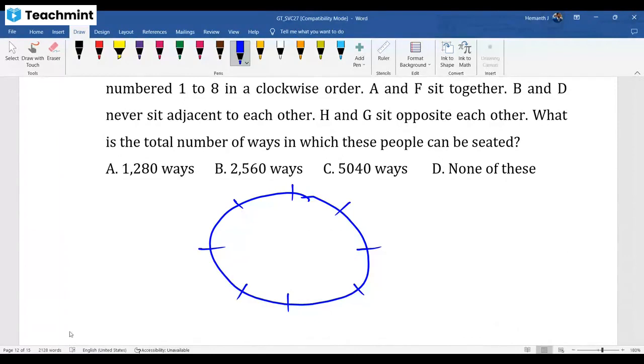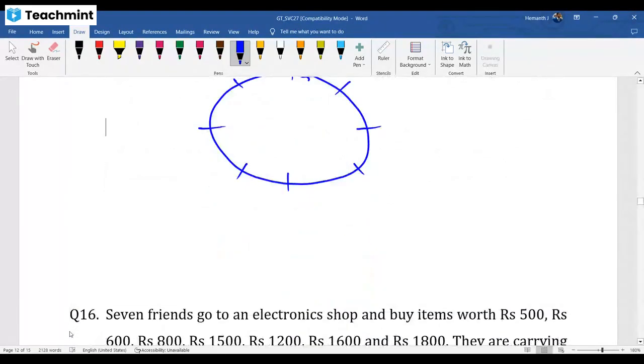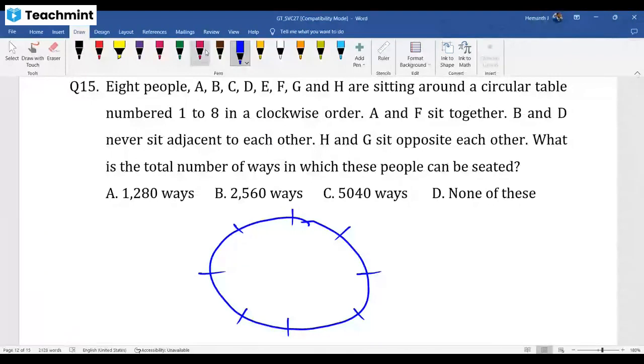Last question for today's session. So, if you answer this, we can close the things. In a clockwise order, let's say 1, 2, 3, 4, 5, 6, 7, 8. Now, A and F sit together, they are like one group. It can be AF or FA. They are together, fine. H and G are opposite, but where you have to keep that. H can be at any place. Once H is fixed, G can be fixed automatically. There is no choice.